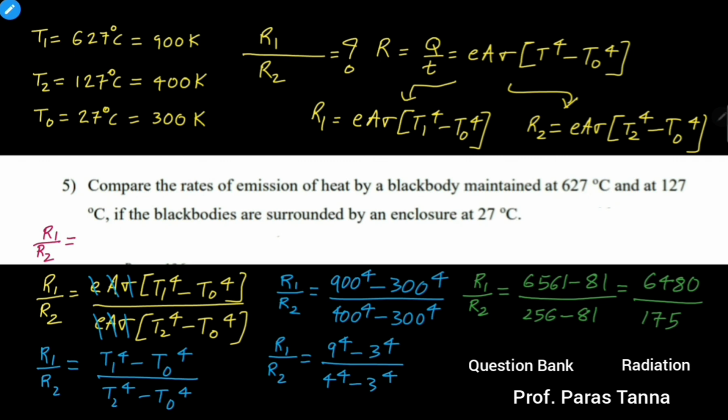That means students, R1 divided by R2 is equal to 6480 divided by 175, that is equal to 37.0286 on rounding off. We are getting 37.03, or we say the required ratio of R1 to R2 is equal to 37.03 divided by 1. So the required ratio of rates of emission of the given black body is equal to 37.03 is to 1.